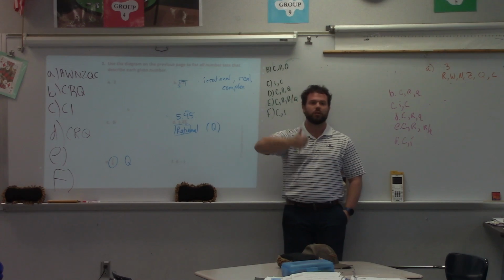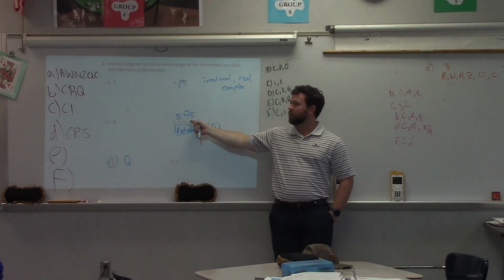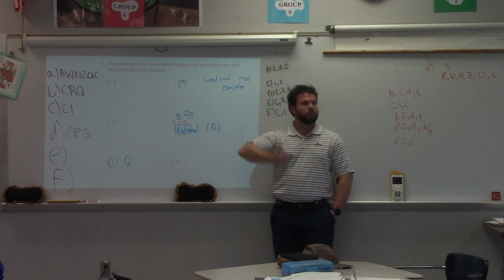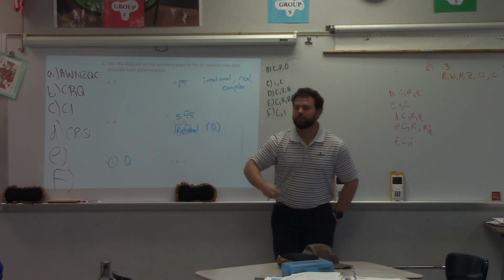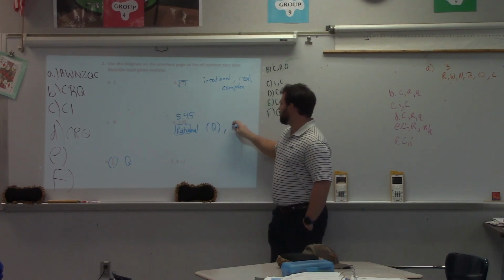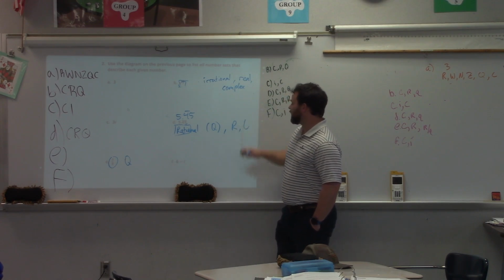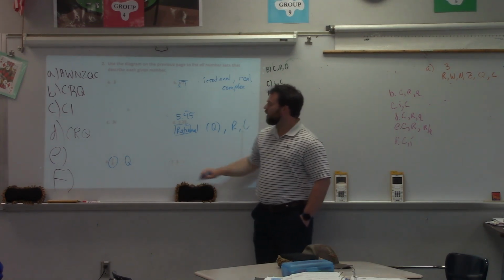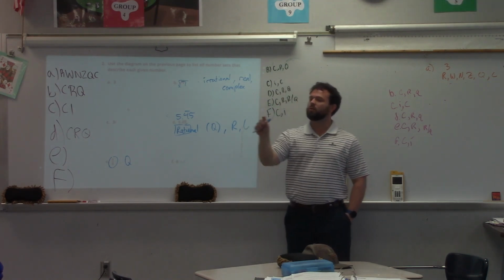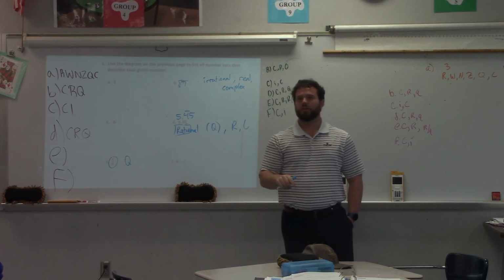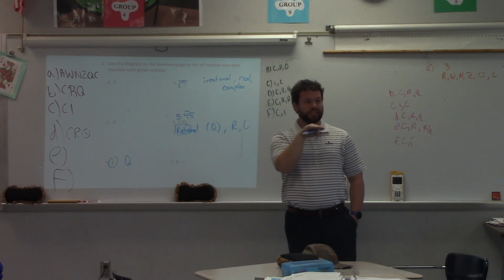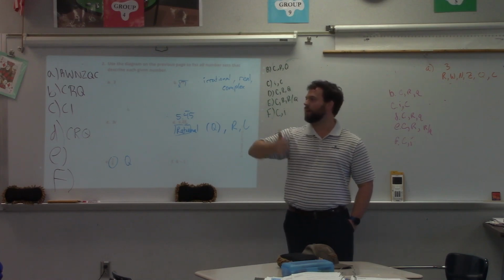What's above rational? Real. Is this a real number? Yes. There's no i, that's a real number, 100%. Look above real. Is it complex? Yes. So rational, real, and complex. I want you to hear me on this. If you learn that chart and you find the most specific one that it fits into, you can just trace it all the way up from there.